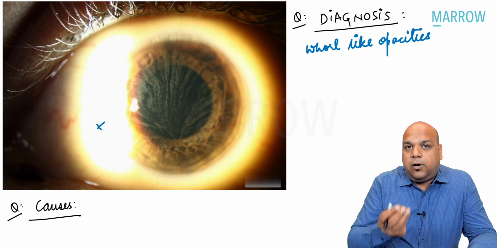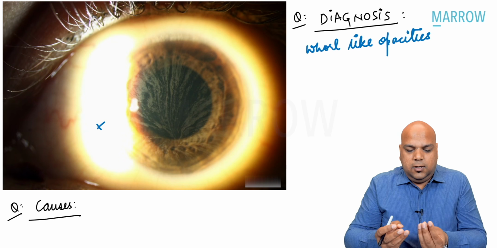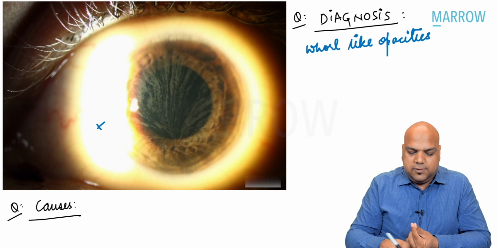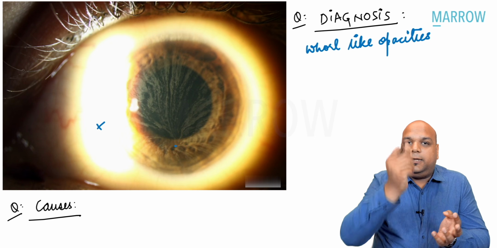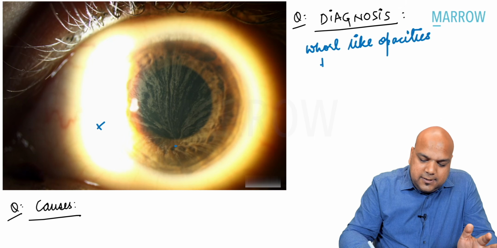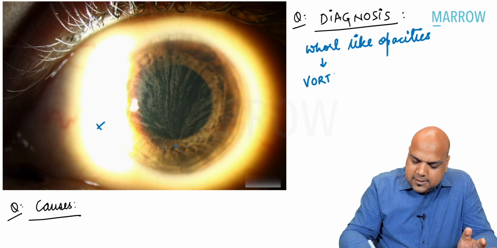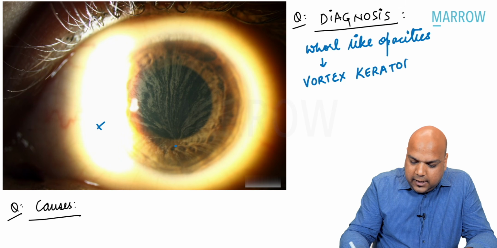A vortex forming. If you know, those tornadoes which come, they have a starting point and then they circle out. Yes, so this is looking like that. It is looking like that whirl. So whirl-like opacities, this is called as vortex keratopathy. Vortex keratopathy.